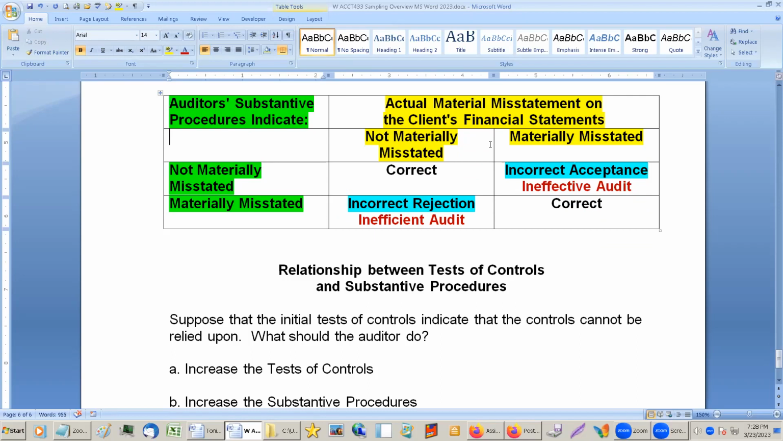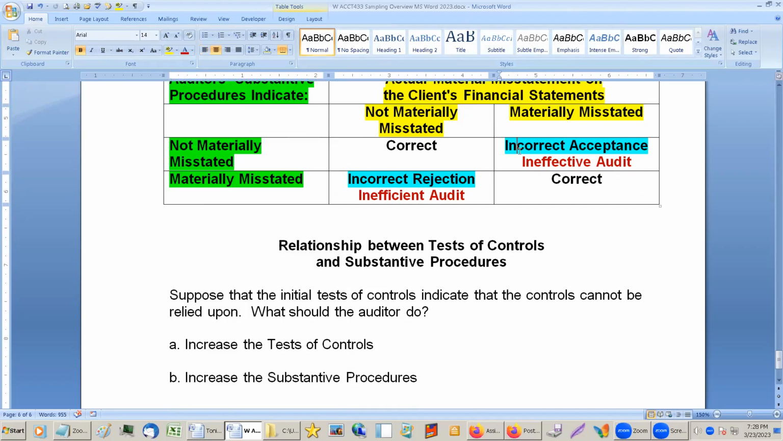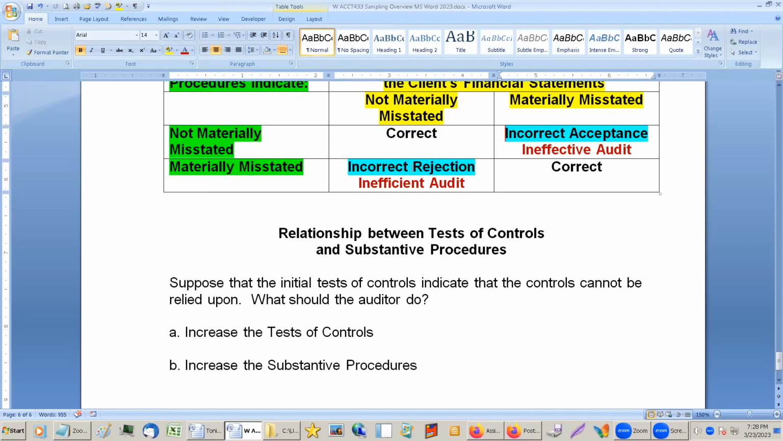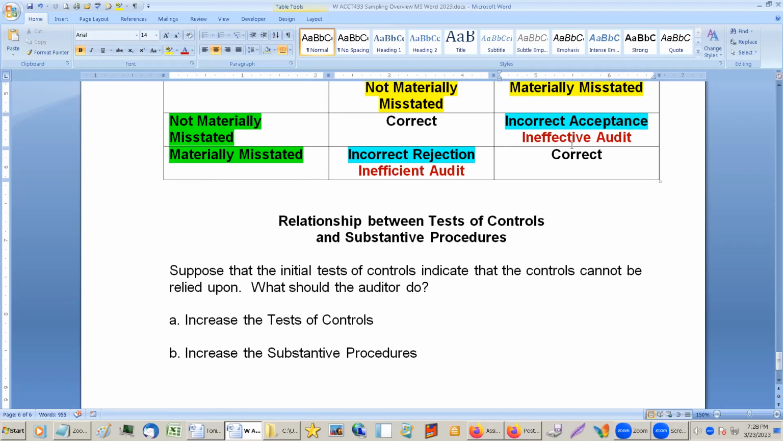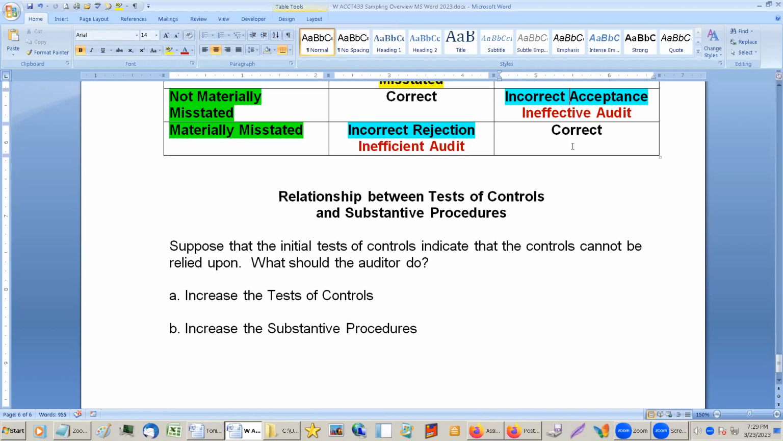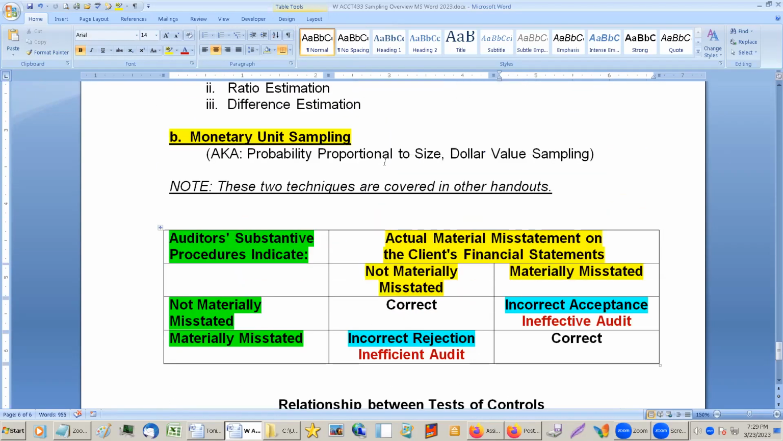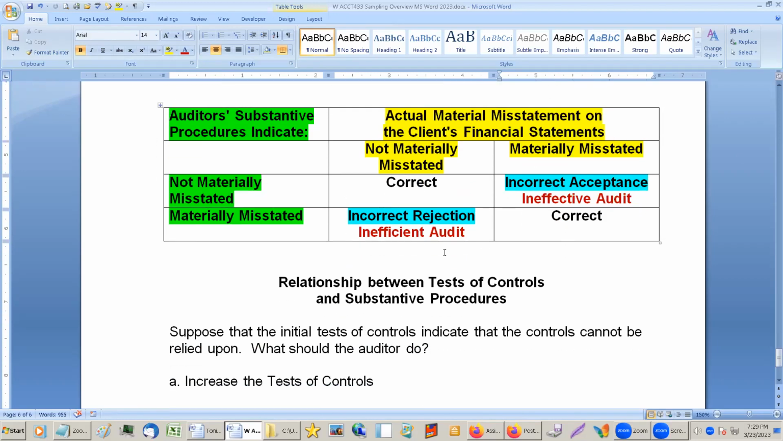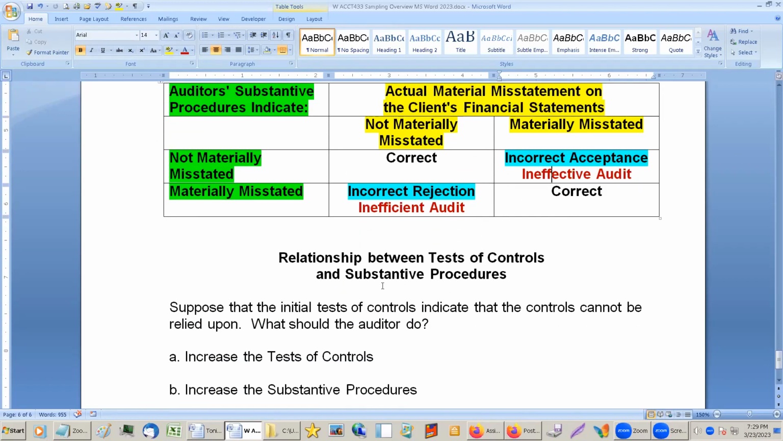All right, so again, you would assume that they are not materially misstated. So this would be incorrect rejection, that they're materially misstated, basically. And this would be incorrect acceptance, where you think, oh, they're not materially misstated when actually they are. So the same type of table is used for both of these. The wording might be a little different, but basically it's the same. Okay.